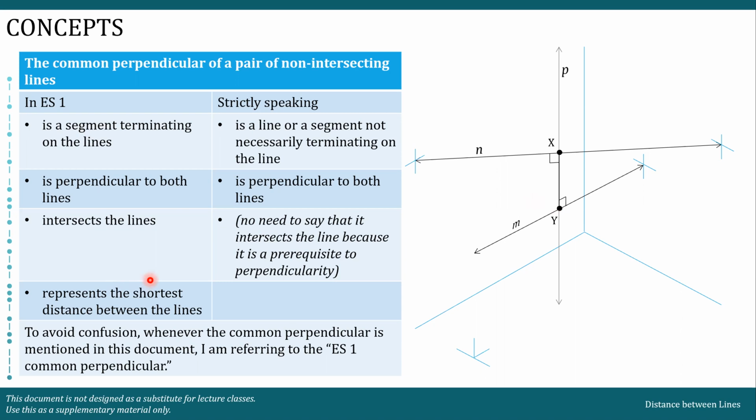Sometimes, i-drop ko yung term na shortest, kasi for me, that's repetitive. Wala tayong sinasabing hindi shortest na distance. When you say distance between two lines, it's automatically shortest. So when I say distance between two lines, it means the shortest distance between two lines. To avoid confusion, whenever the common perpendicular is mentioned in this document and in this video lecture, I am referring to the ES1 common perpendicular.